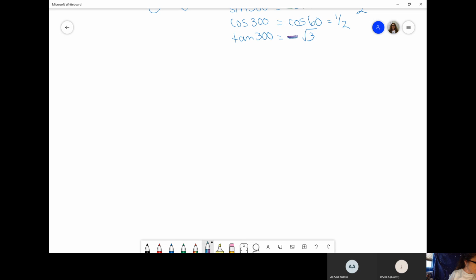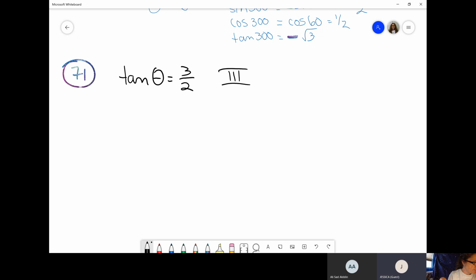Okay, let's do one more for good measure. In the book, these are the kind of problems that I like, that's why I go over them. How about number 71 in 4.4? It gives you that the tangent of theta is 3/2, and it says we are in quadrant 3, and you need to find the secant of theta.